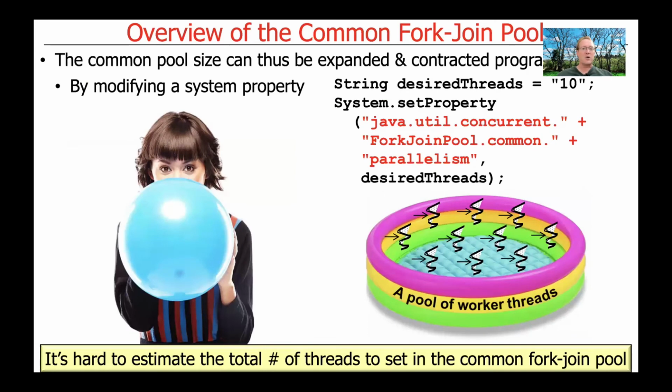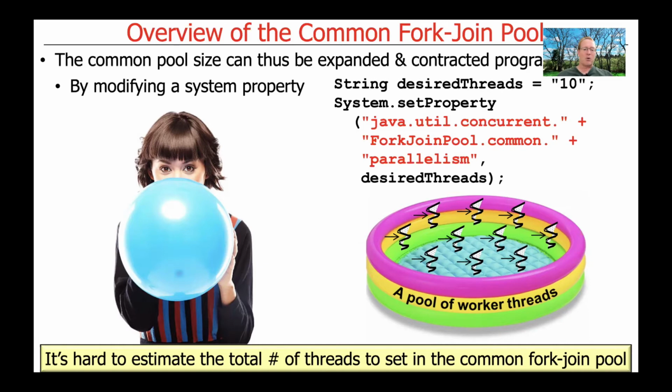There are two ways to do this. One way is by modifying a system property. And the system property is rather verbose. It's kind of a mouthful. It's the string java.util.concurrent.forkjoinpool.common.parallelism. And you can set this value before the first use of the fork join pool, so typically when the program starts up. If you do that, then that value will be the number of threads that are part of the common fork join pool.